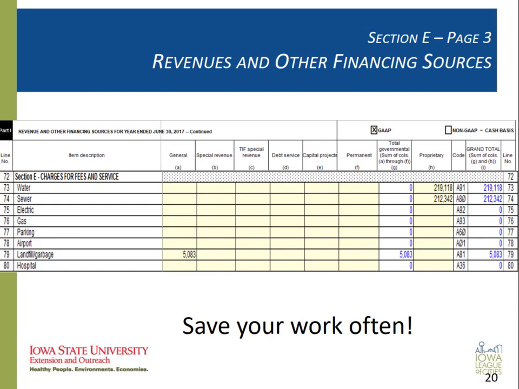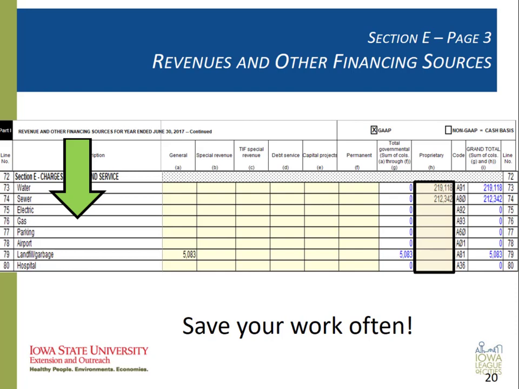So let's look at the rest of section E on page 3, charges for fees and services. Those charges for fees and services are going to be for things like water, sewer, electric, landfill, and a lot of them are going to fall under the proprietary fund. These utilities that are reported in the proprietary fund have been created by ordinance, and their fees are listed in ordinances and changed by ordinances that are all adopted by the council. Those fees should support all of the activities for that utility.